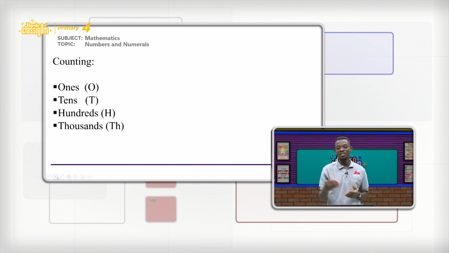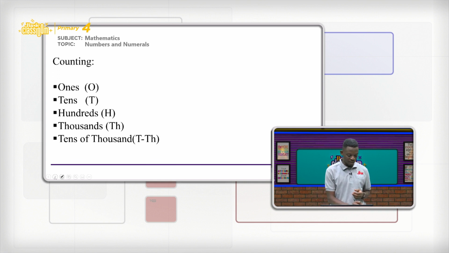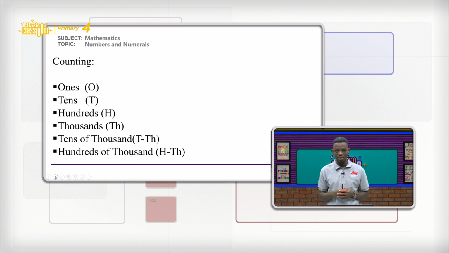So we are saying that we begin from ones, then tens, then hundreds, thousands, and we said previously that from thousands we are moving to tens of thousand. Then from tens of thousand we end at hundreds of thousand. Good. That is where we count up to at our level. We start from ones through up to hundreds of thousand.